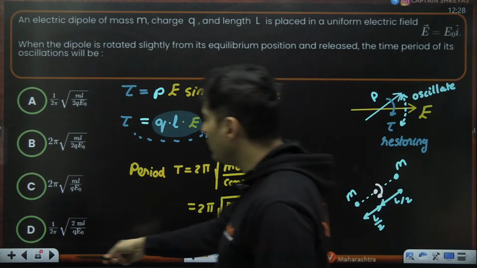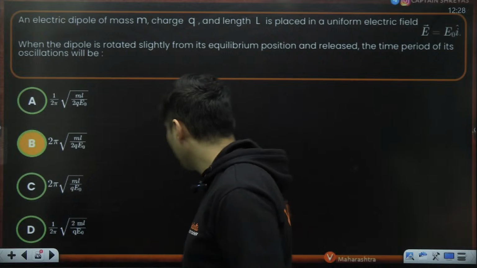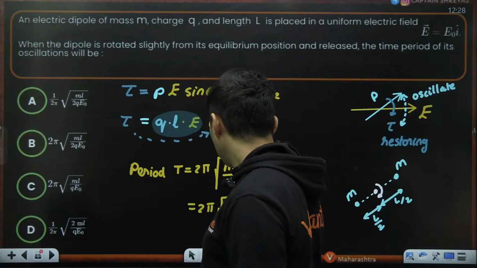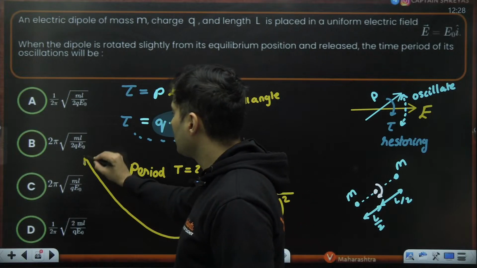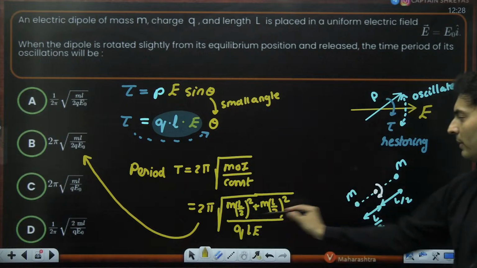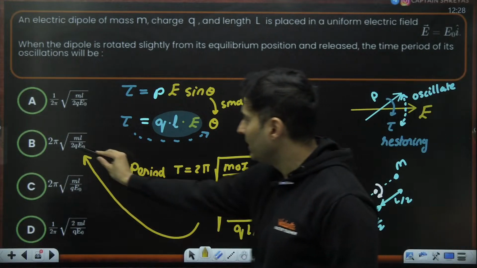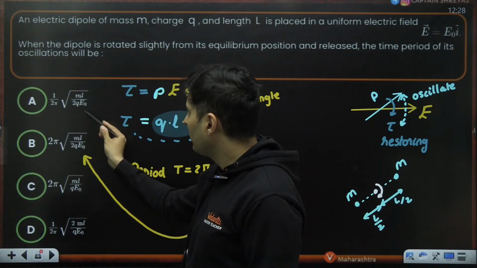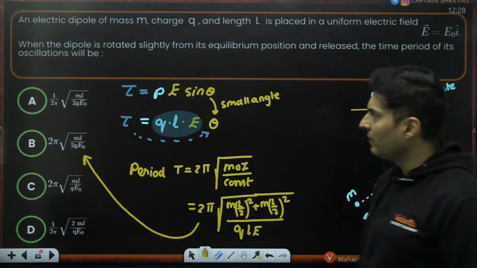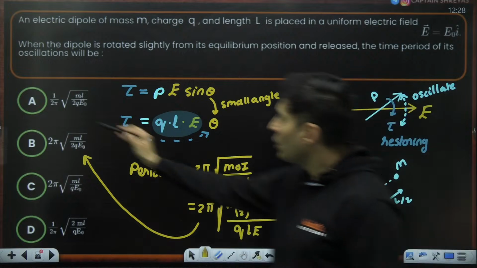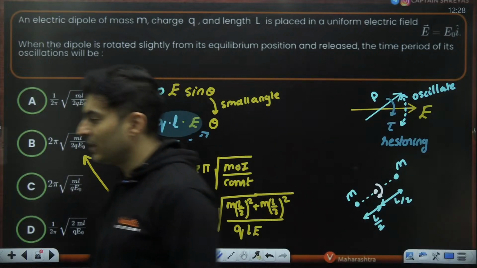So I think it should be B option. Just check it out. Yes, it is B option. You solve this, guys, 100% you are going to get this B option. 1 by 4 plus 1 by 4 is 1 by 2, so 2 will come in the below, not on the top. And it is not even A option, guys, because A option says 1 by 2 pi. No, it is not 1 by 2 pi.